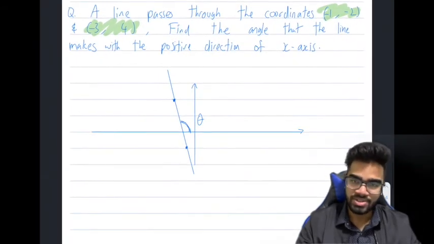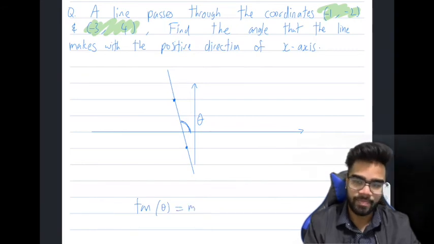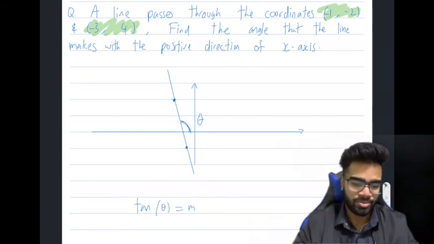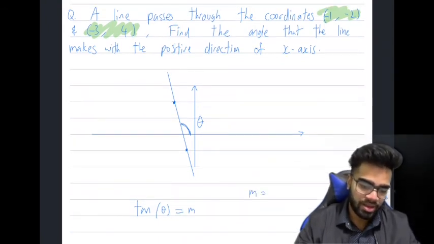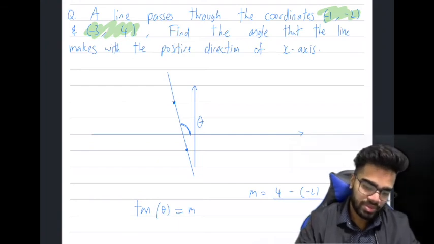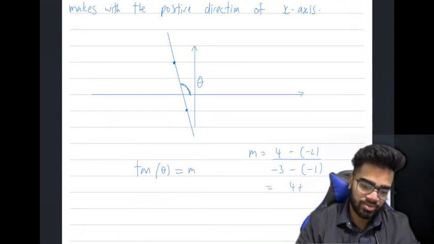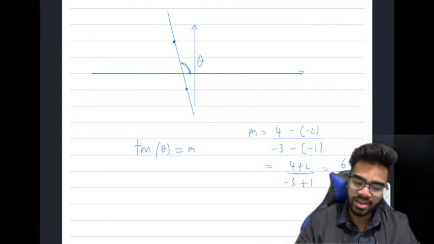All right, so again, we use the same equation we've been using this whole time. Tan theta is equal to m. Okay, so we don't know if the gradient is positive or negative yet. Well, we can see from the graph it's negative. But let's find out what the actual gradient is first. So remember, m is equal to y2 minus y1 over x2 minus x1. So 4 minus negative 2 over negative 3 minus negative 1. So you're left with 4 plus 2 over negative 3 plus 1. So 4 plus 2 is 6, negative 3 plus 1 is negative 2. So you can see the gradient of this one is negative.